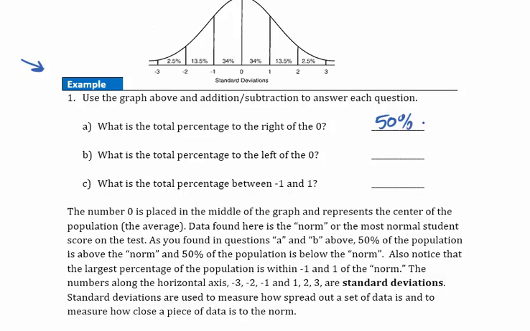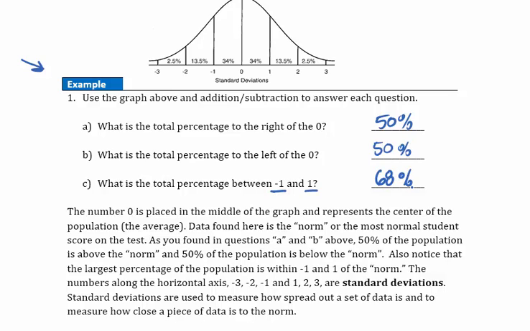And what percentage to the left? Same again, 50% of the data will fall to the left of our average in the center there. And now the total percentage between 1 standard deviation below and 1 standard deviation above the mean is going to be 68%.